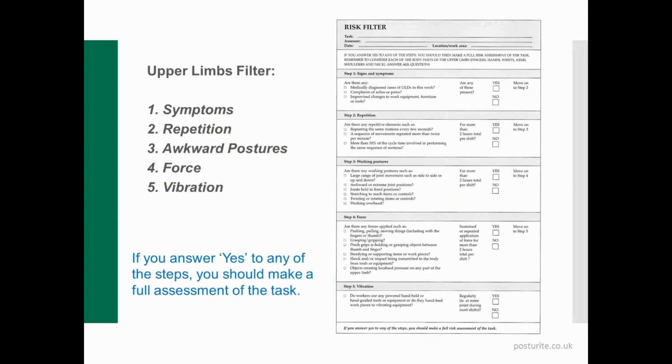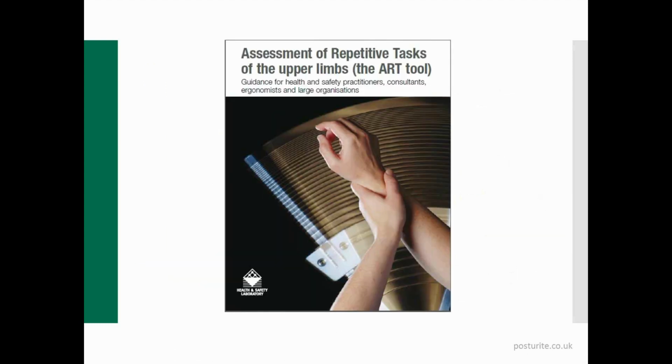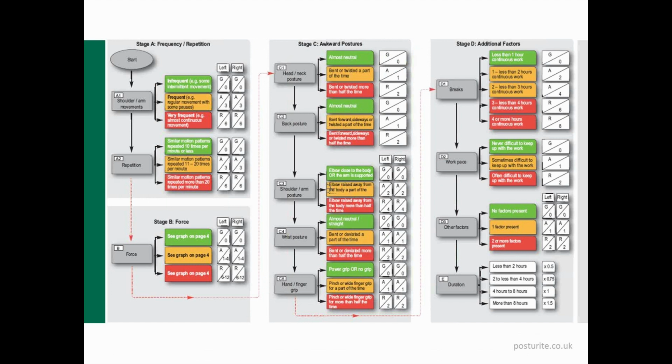So if you're looking at upper limb disorders and you want something that is a little easier, then why not have a look at the ART tool from the HSE, the Assessment of Repetitive Tasks. This, I'm looking at that slide, may not appear to be particularly simple, but it is just a flow chart really, and you work through some 3 or 4 stages looking at the frequency of the task, the forces used, the awkward postures, and additional factors such as the work pace or the environmental issues.